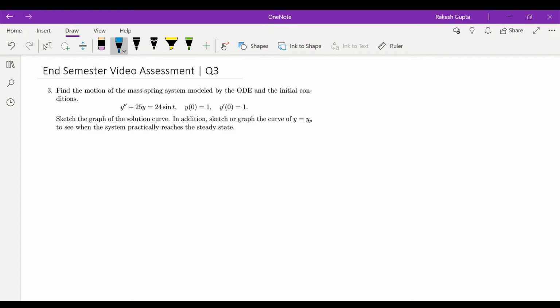Okay, so let's start by talking about what is given in the question. We have the ODE given as y double dash plus 25y is equal to 24 sin t, with the initial conditions, as the initial value problem.